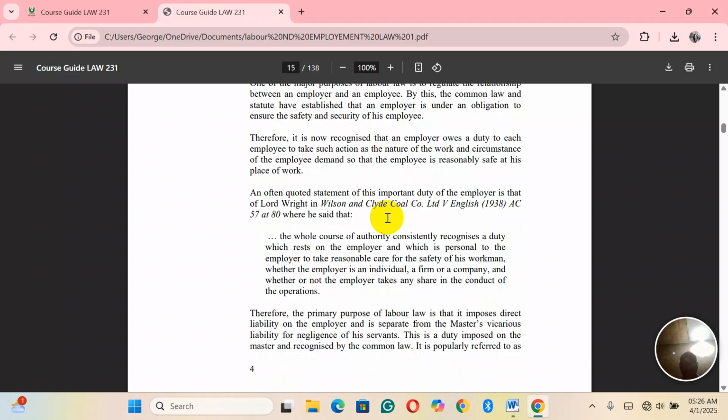An often quoted statement of these important duties of the employer is that of Lord Wright in Wilson and Clyde Coal Company Limited, English, 1938, where he said that the whole course of authority recognizes a duty which rests on the employer and which is personal to the employer to take reasonable care for the safety of his workman, whether the employer is an individual, a firm, or a company, and whether or not the employer takes any share in the conduct of the operation.